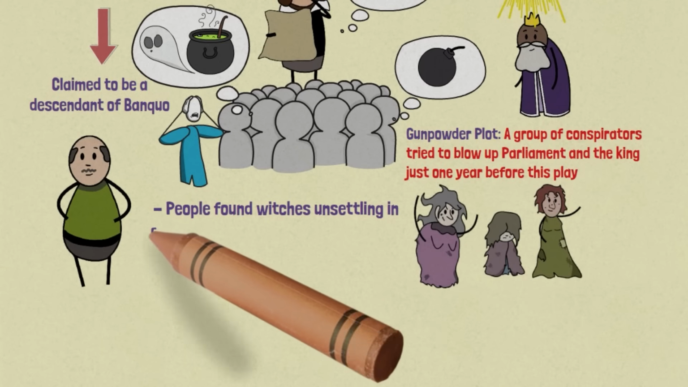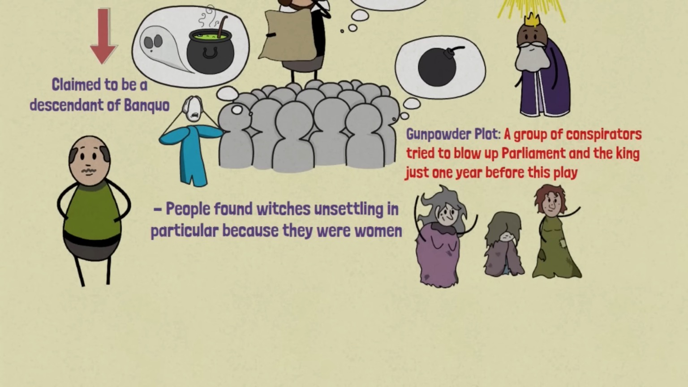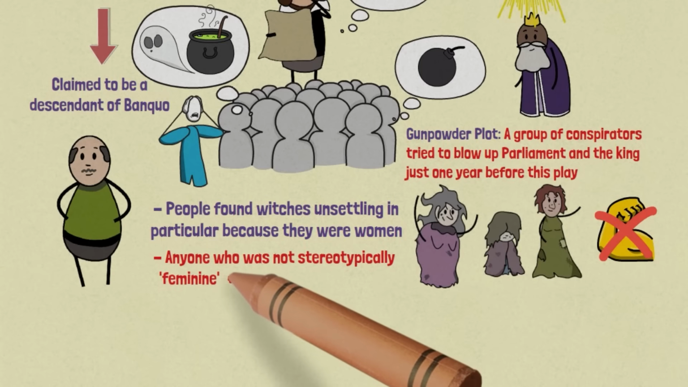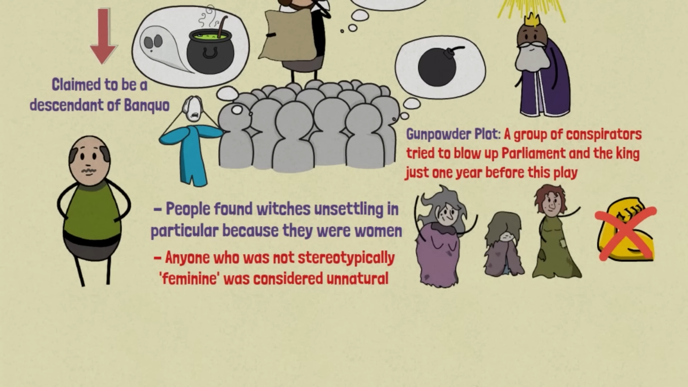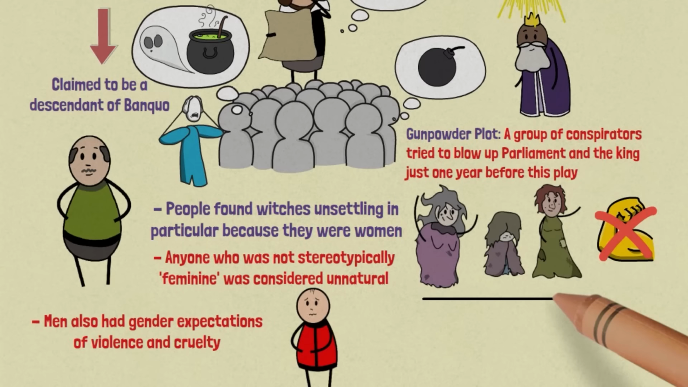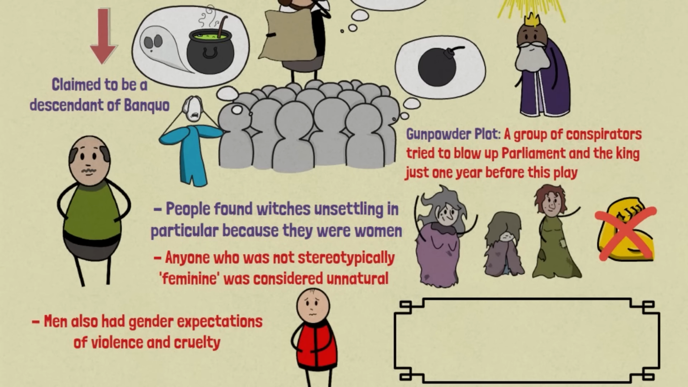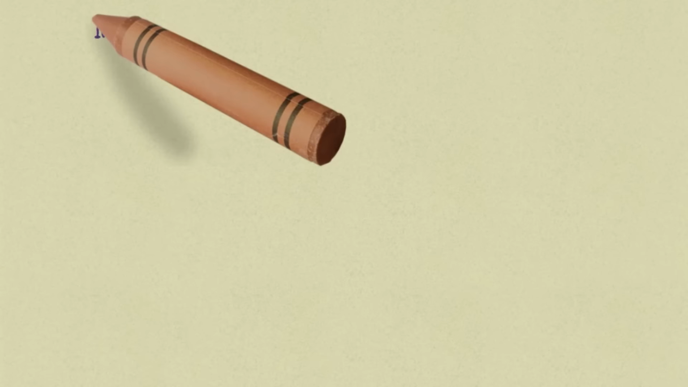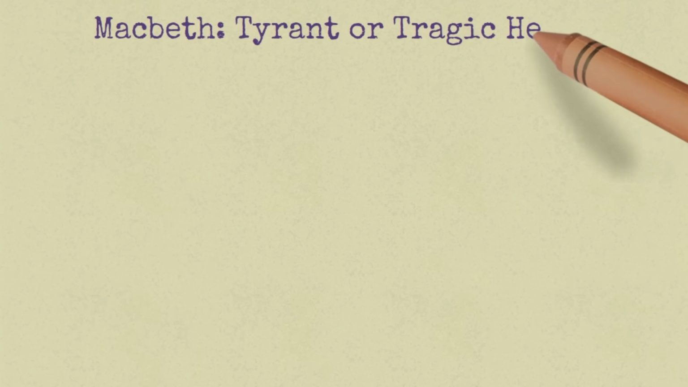In those days, there were very strict gender roles that prevented women from having any sort of power or agency over their own lives. It was believed that women were supposed to be soft and innocent, so anyone who went against these traits were accused of being unnatural. Just like women, men also had gender expectations of violence and cruelty, but as you'll see later on, many of these roles are twisted in the play, which raises some very interesting questions on what it means to be a woman or a man.